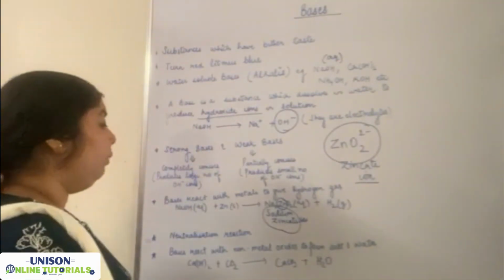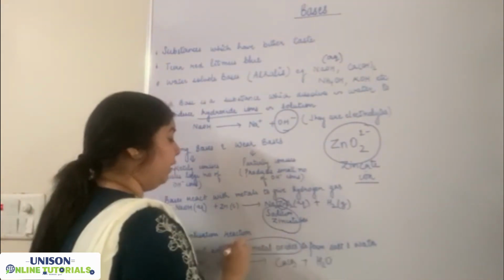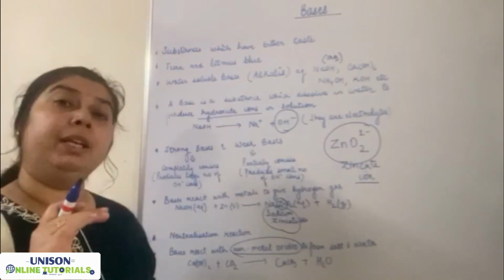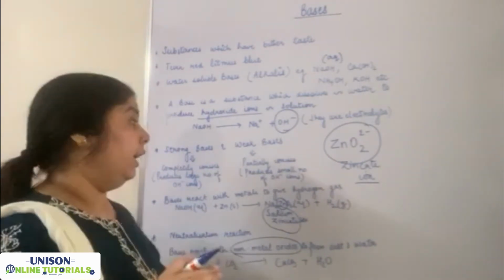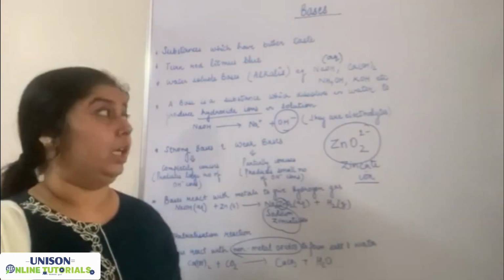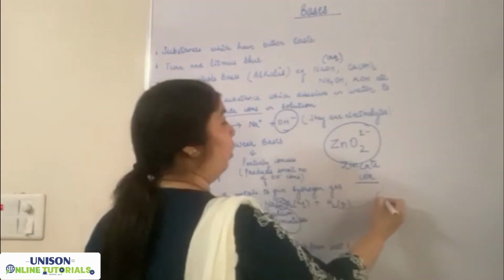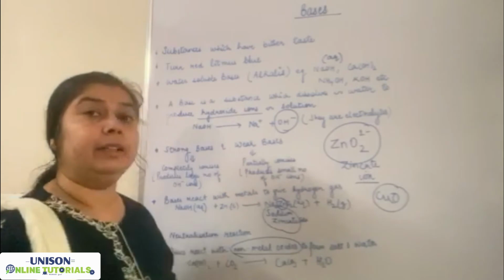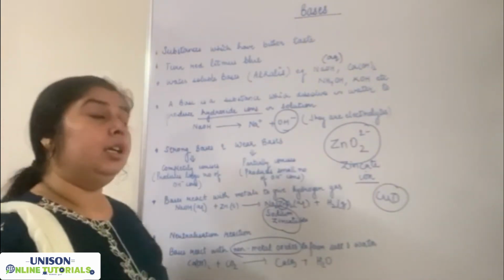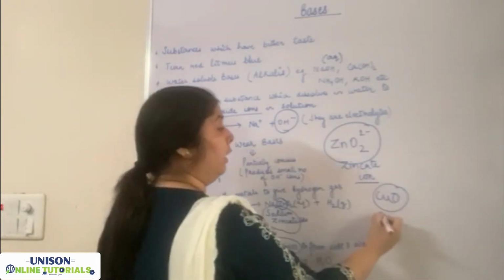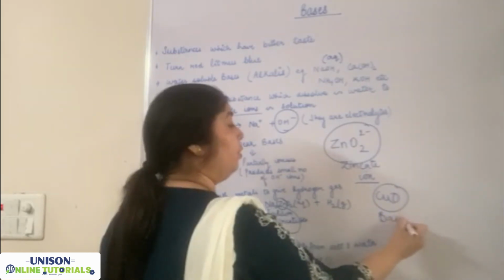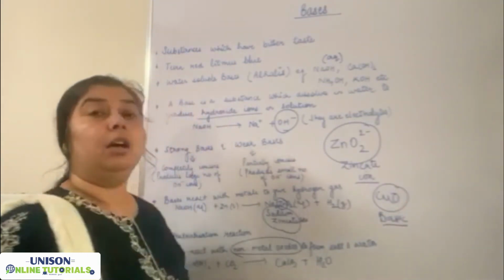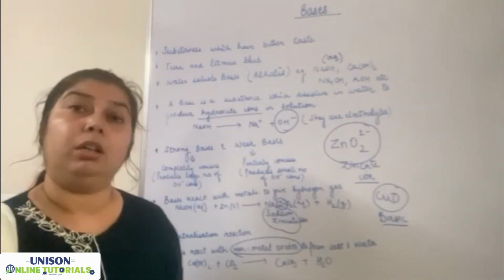Then next, the last property of bases is that bases react with non-metal oxides to give salt and water. In last class also we had discussed, जितने भी metallic oxides होते हैं, they are basic in nature. For example, we had done what? CuO. This was a metallic oxide and it was what in nature? It was basic in nature. So it had reacted with acid to give salt and water.